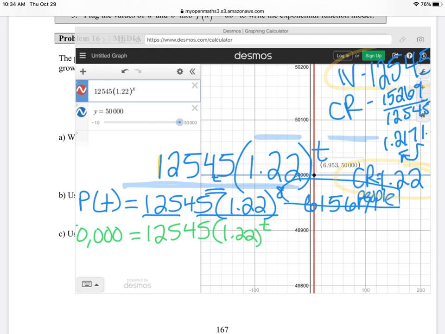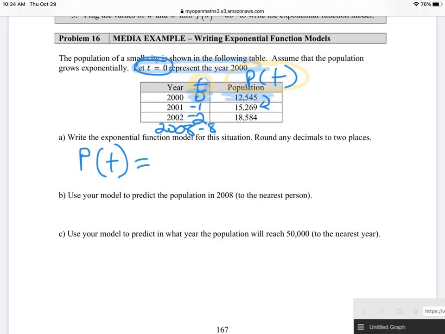So I'm going to go back to my actual problem. And so this t equals 6.953. Now remember, t represents the time after 2000. And so if they want us to figure out to the nearest year what year it would reach 50,000, then we would say it's about 7 years after 2000, which would be about 2007.